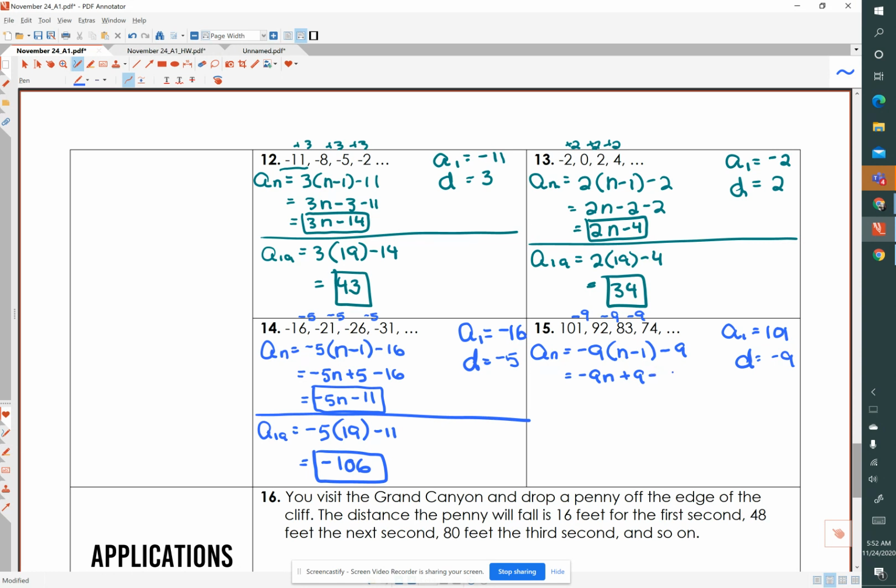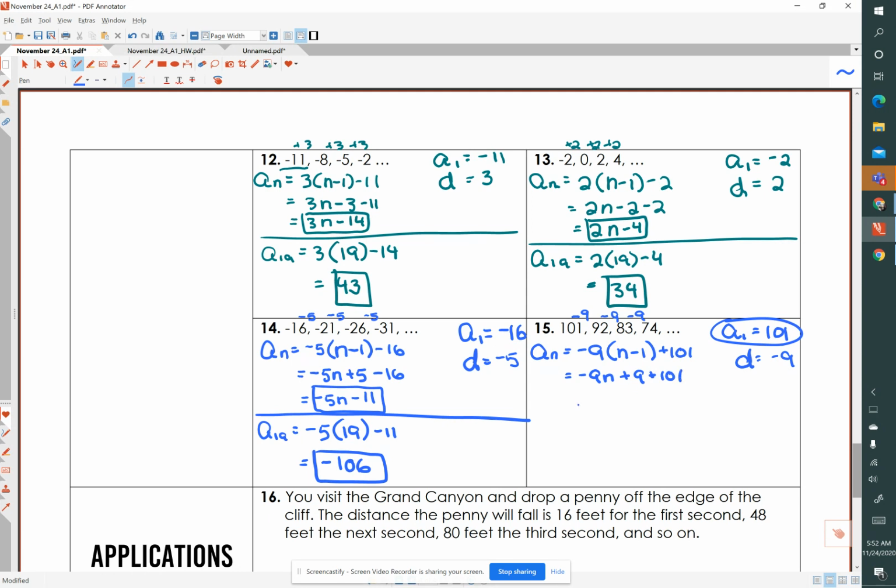Oh, did I make a mistake? I did. I added the common difference. I should have added the first term. Sorry about that. That should be a +101. Okay, we're adding the first term here. So plus 101.